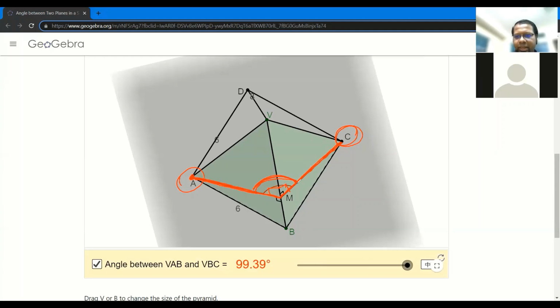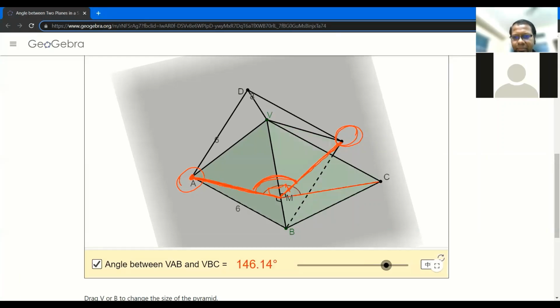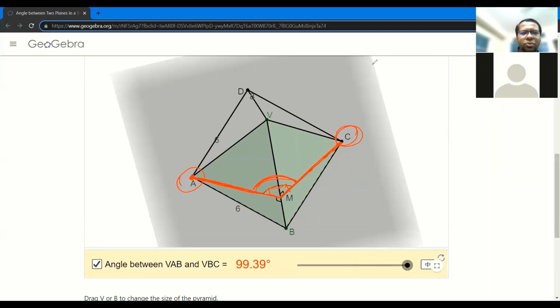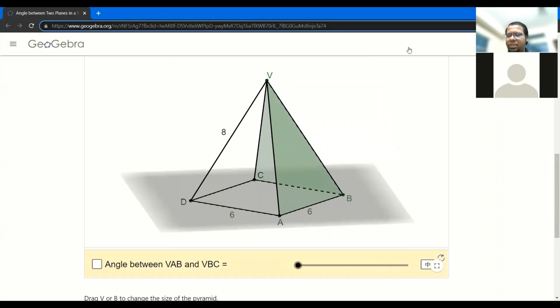Look here again, how the angle changes as I'm pulling out that VBC surface outward. Look here. Initially it was 99.39. As it is moving out, definitely the angle is going to increase to 180 degrees. Okay, so this is how we can find it out. Actually, you need to practice a lot of questions, then you will be able to solve this easily. But it's not that easy initially. When you are done with pure maths, I think it will be a lot easier.